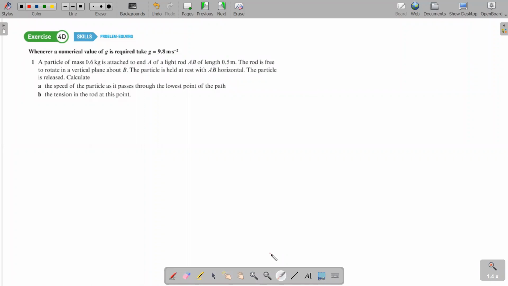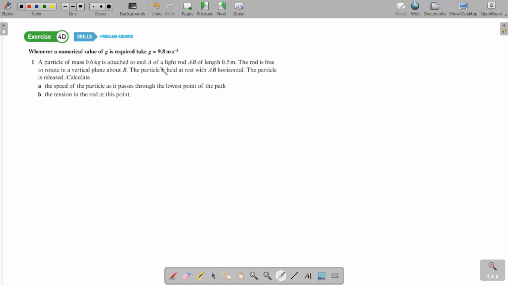All right, we'll move to exercise 4D, question number 1. They say whenever a numerical value of g is required, you should take g as 9.8. Question 1: a particle of mass 0.6 kilogram is attached to end A of a light rod AB of length 0.5. So you have a light rod, and at the end of the rod you have a mass of 0.6 kilograms attached. The rod is free to rotate in a vertical plane about B, so the rod AB rotates around the point B. The particle is held at rest with AB horizontal.